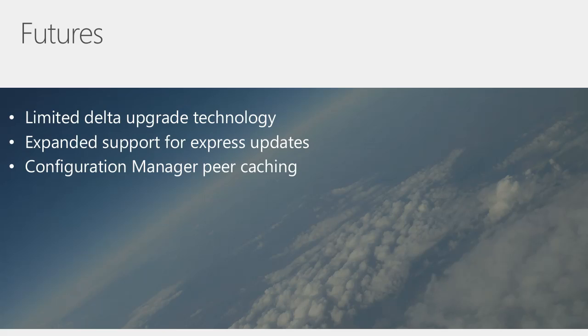From a futures perspective, we've touched on a couple of these as we've gone through. We need to enable Express updates for every product that wants to deploy updates to all the different types of machines. We will do that in Config Manager first, and then we'll expand that out for third parties to implement that as well. That could take some time for them to implement, depending on exactly how they're doing their patching today.